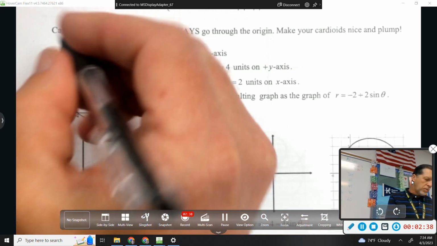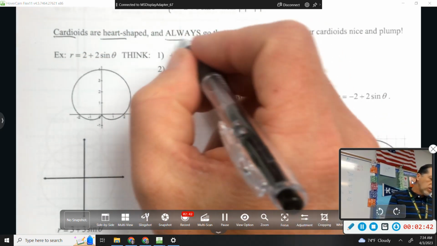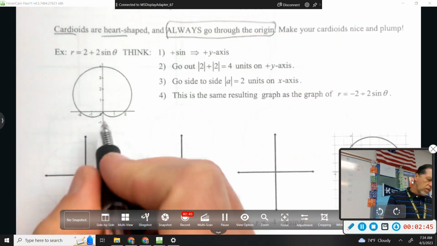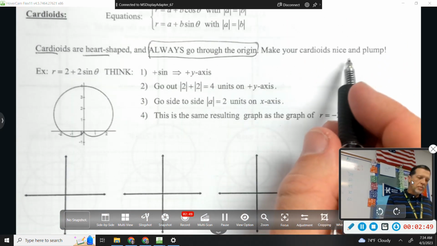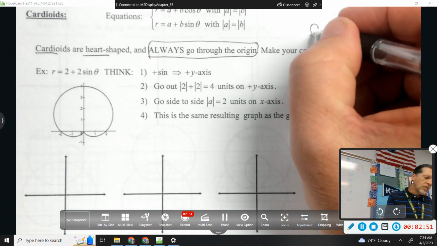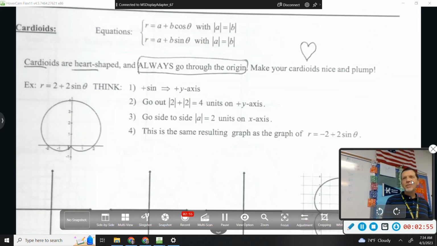Cardioids are heart-shaped. Cardio, heart. They always go through the origin. So they'll always go back to the origin. Make your cardioids nice and plump. These cardioids are not like when you draw a heart and you draw it like that. That's not what these cardioids look like. They are very rounded out, very rounded, plump cardioids.